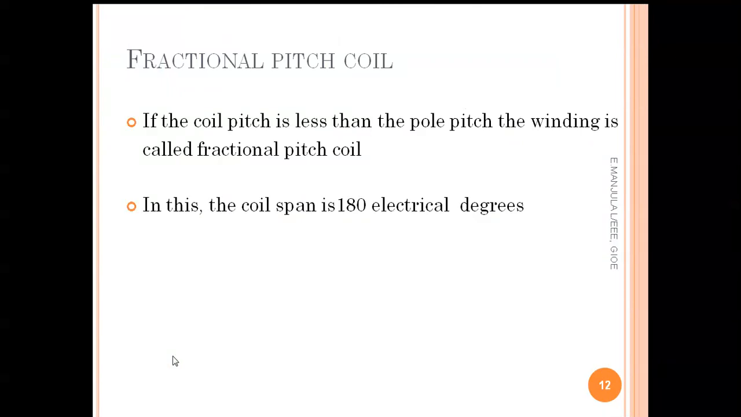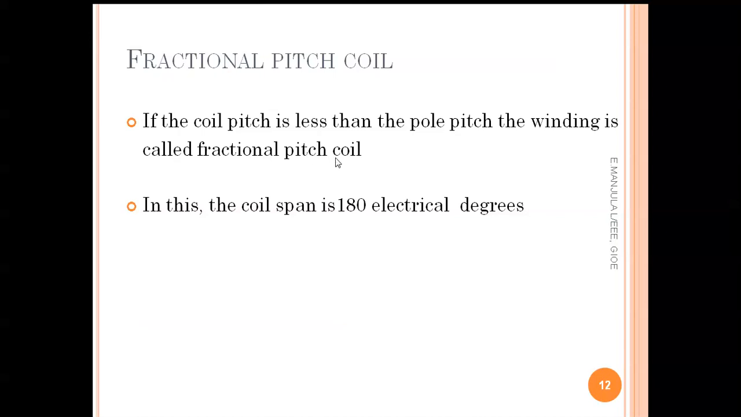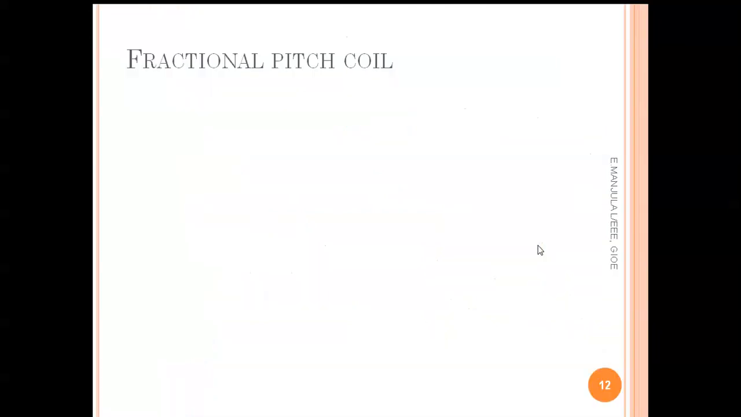What is a fractional pitch? If the coil pitch is less than the pole pitch, then the winding is called a fractional pitch coil. So for the B coil that we saw, the coil span is 3, which is less than the pole pitch, that is 4. So we can say that coil B is a fractional pitched or short pitched coil.